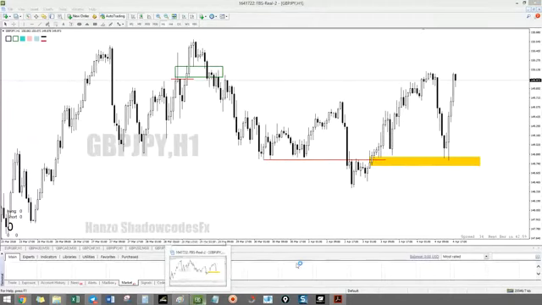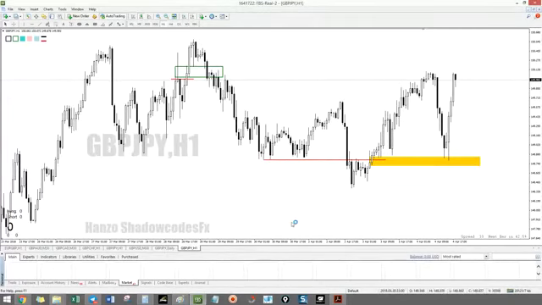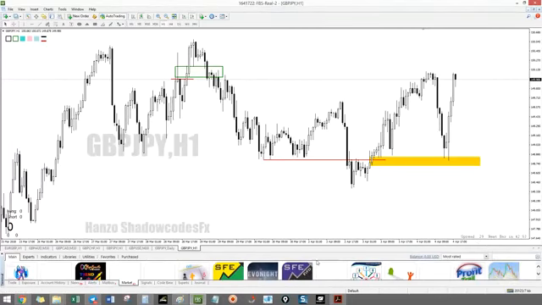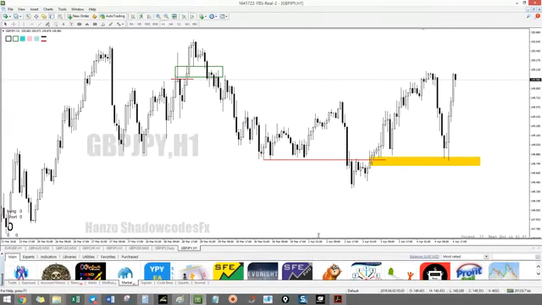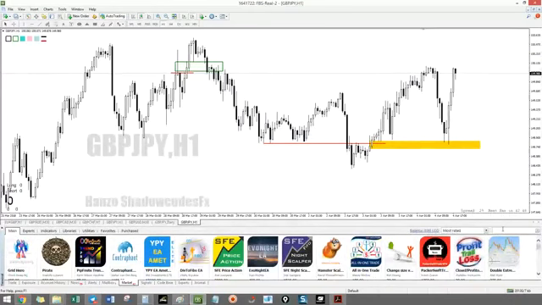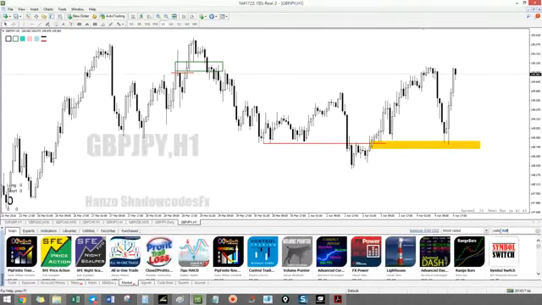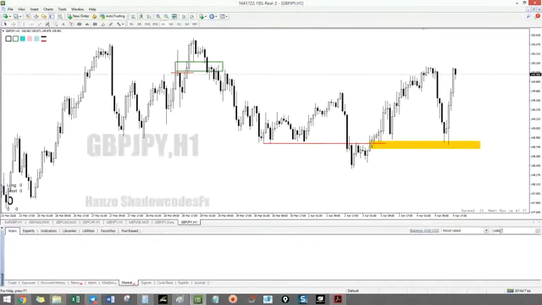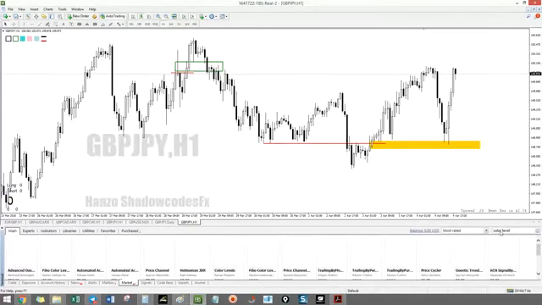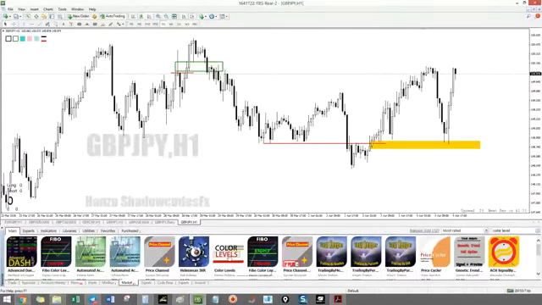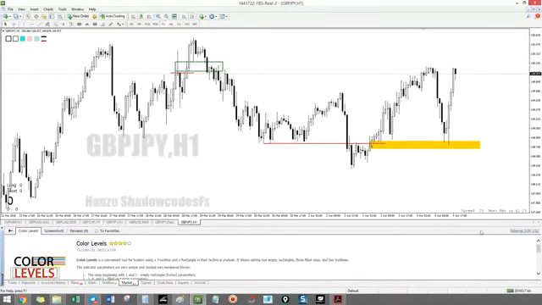Right. Okay, so you go to market and then you make sure this goes up. And then you type down here color level. Color level. You click this one. Okay, this one. And then there will be a download here. You need to download. Okay.